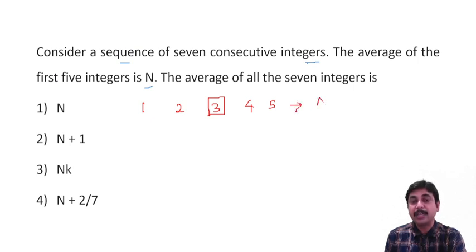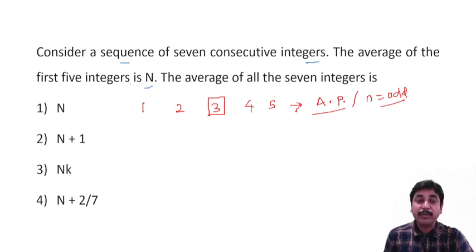The conditions are that all terms are in arithmetic progression. Consecutive integers are always in arithmetic progression, and the number of terms is odd in count. When the number of terms is odd, you can figure out the middle term very easily. So the average of the first 5 integers, I'm replacing this by n. So what will this value be? This will be n plus 1. This will be n plus 2. The previous numbers will be n minus 1 and n minus 2.